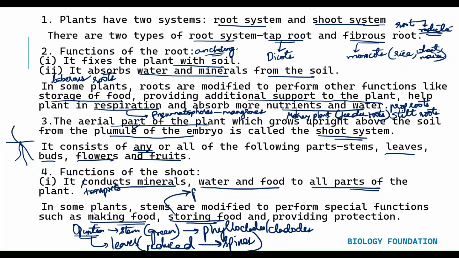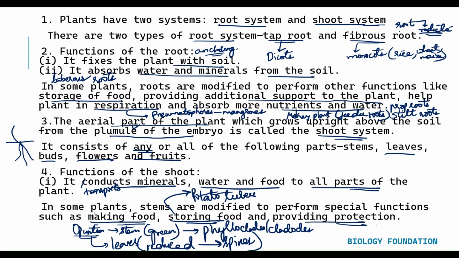Best example is potato tubers. In potato tubers, the potatoes that we eat, which are the edible part, are basically underground stems. Okay, not only potato, even the rhizome of ginger or the bulb of garlic, onion, all these basically store food. And stems also provide protection to the plant.